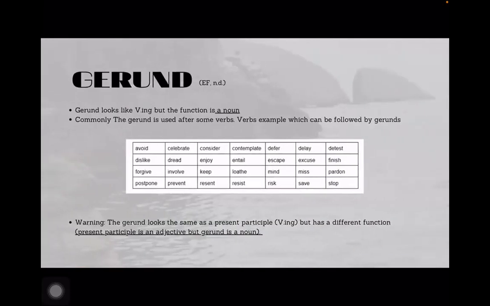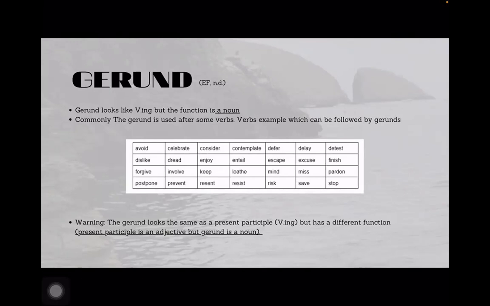Okay, for the last part of content before going to the exam, I will show you about other cases in passive voice. First, passive voice with gerund. What is a gerund? A gerund looks like a verb, but it is actually a noun. So a gerund is the base form with -ing. Let me show you example verbs which can be followed by gerunds in the table.